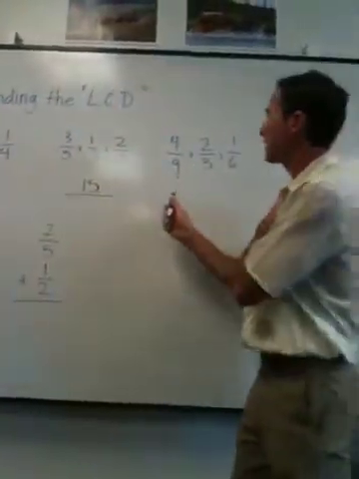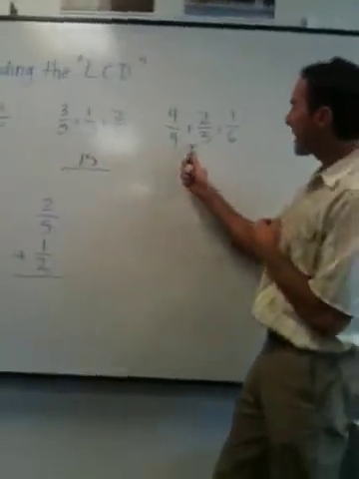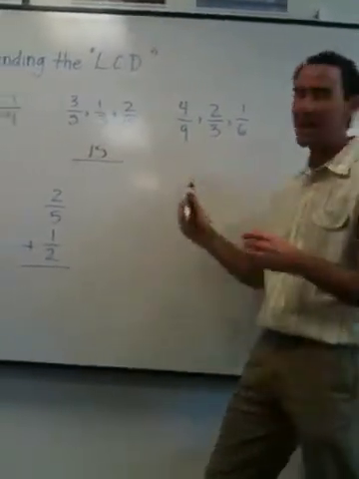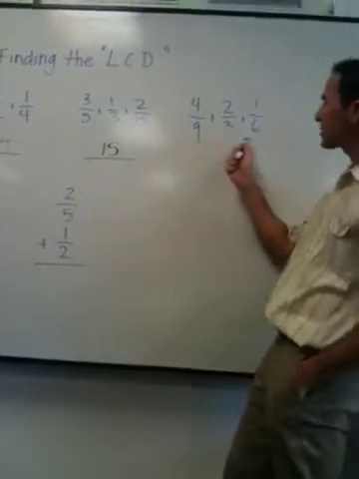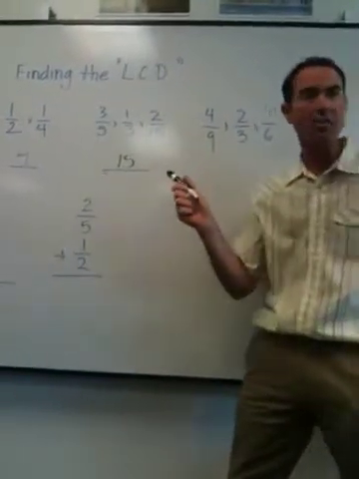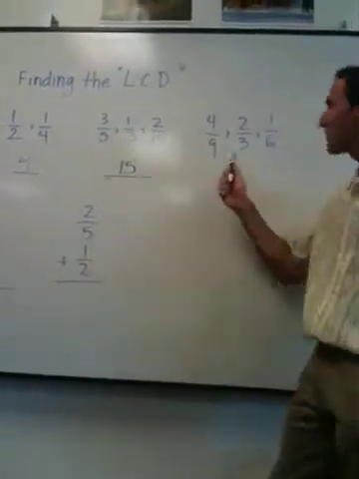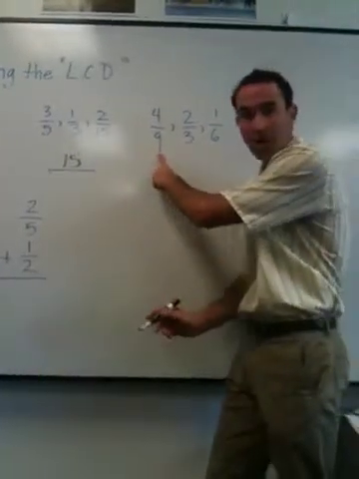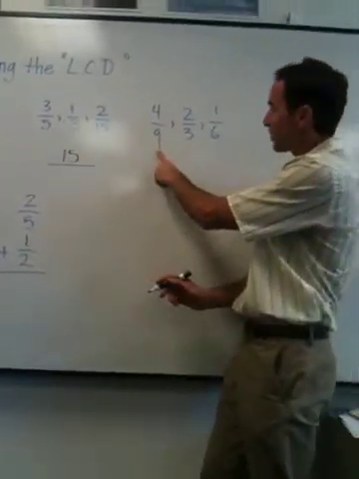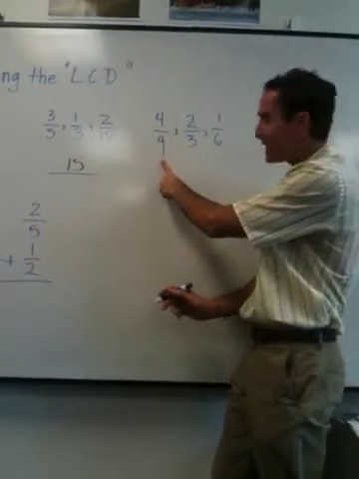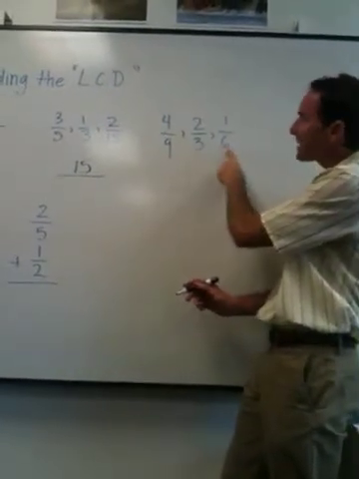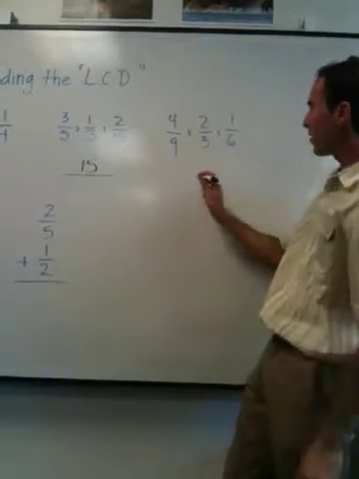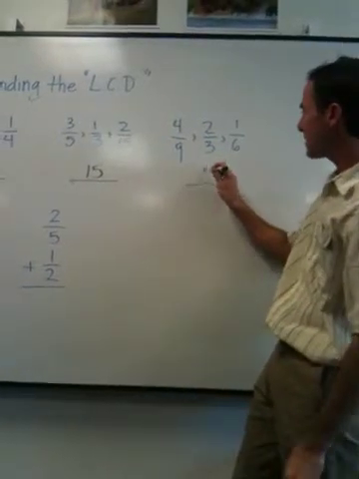Let's look at this one. Now we've got 9, 3, and 6. Plan A won't work because neither of those numbers will divide into 9. It's not going to be the smallest denominator. So Plan B, I say, is take the largest number and let's multiply it by 2 and see if that would work. 9 times 2 is 18, and we can see 3 and 6 would go into 18, so the LCD there is going to be 18.